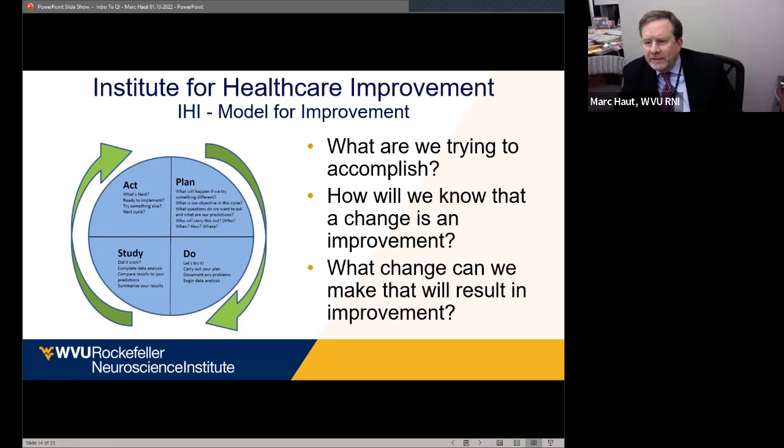Plan, do, study, act. Start anywhere you want, in a sense. It's circular and it's ongoing. It should never stop. What are we trying to do? How will we know if it results in an improvement? What are we going to make? What's the change going to be? How are we going to measure that outcome? Did that outcome work? Is it still working? It didn't work. All right, so what are we going to try next? Oh, it did work, but we still have room for improvement. How can we add on to this?